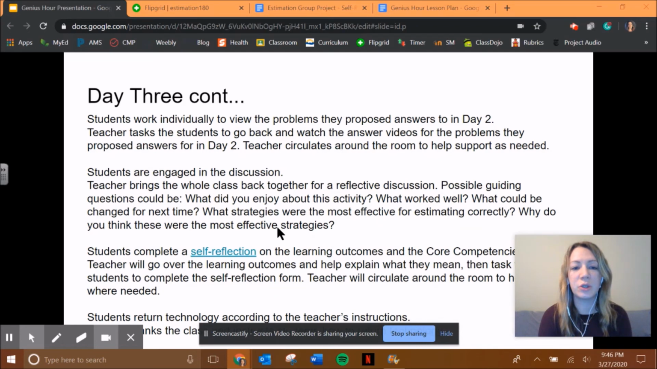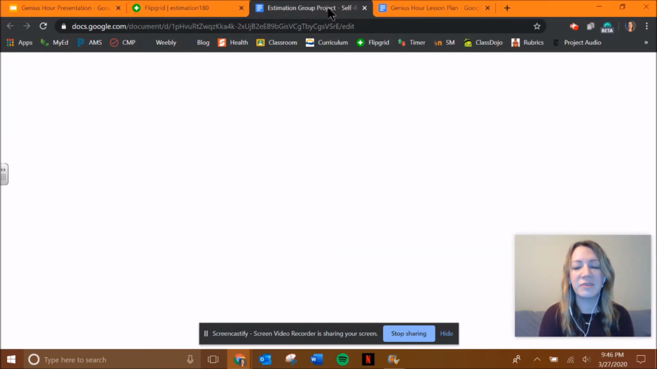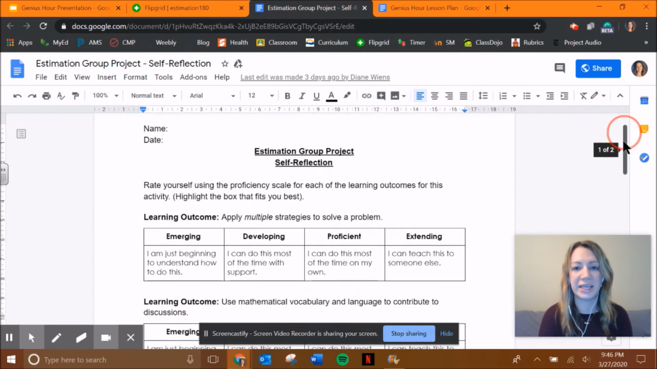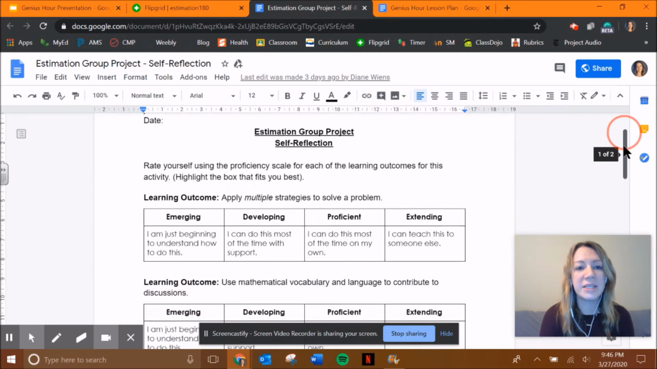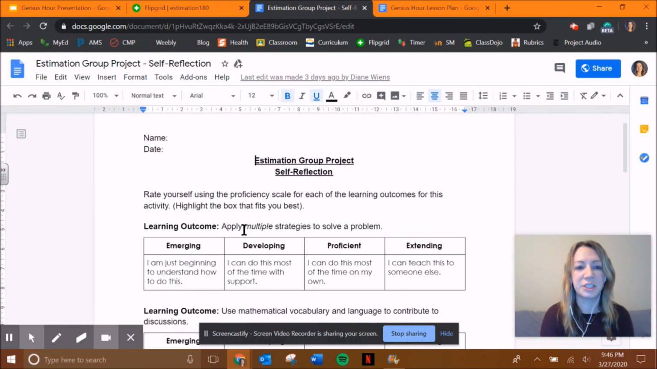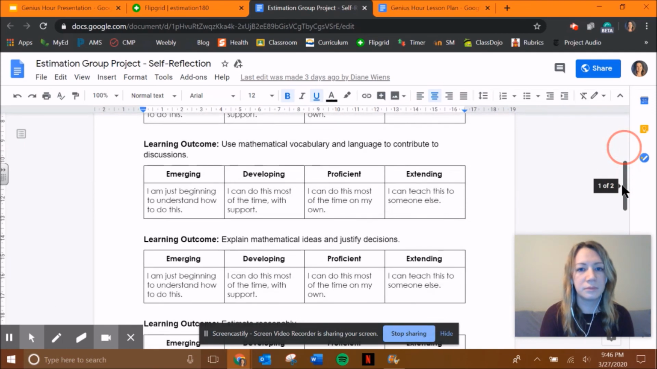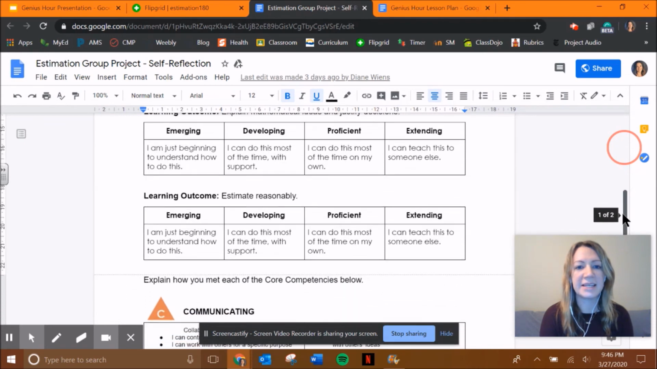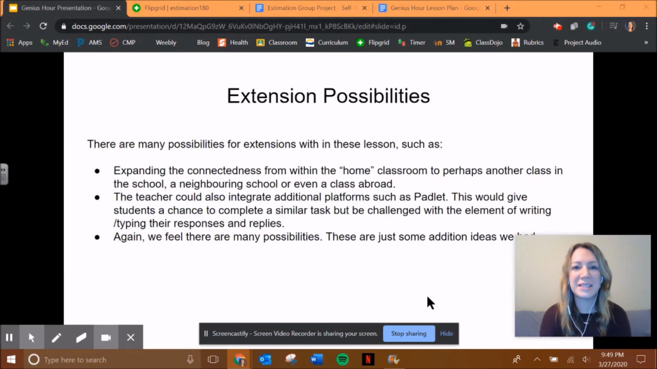Once done that, the students are going to fill out their self-reflection page, which looks like this. Of course, the teacher would go over all of these outcomes before you even start, so the students know what they're going to be marked on and what they need to be working on. The ones that we have are apply multiple strategies to solve a problem, use mathematical vocabulary and language to contribute to discussions, explain mathematical ideas and justify decisions, and estimate reasonably. Once the students hand in their self-reflection page, that's the end of the 3 lessons.